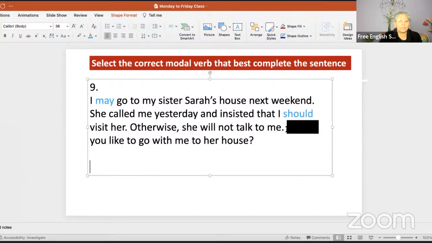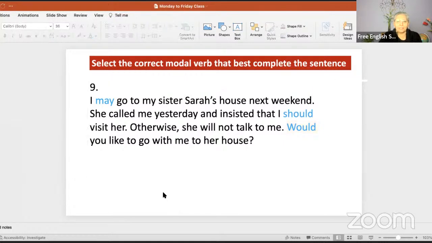ये होता है ना कई बार, मैं आपसे बात नहीं करूंगी, अगर आप नहीं आए तो. होता है ना, नाराज हो जाते हैं कई बार अपने siblings और कई बार अपने relatives और friends. Right, so ये तो बहुत ही common situation है. I may go to my sister Sarah's house next weekend. She called me yesterday and insisted that I should visit her. Otherwise, she will not talk to me. Would you like to go with me?